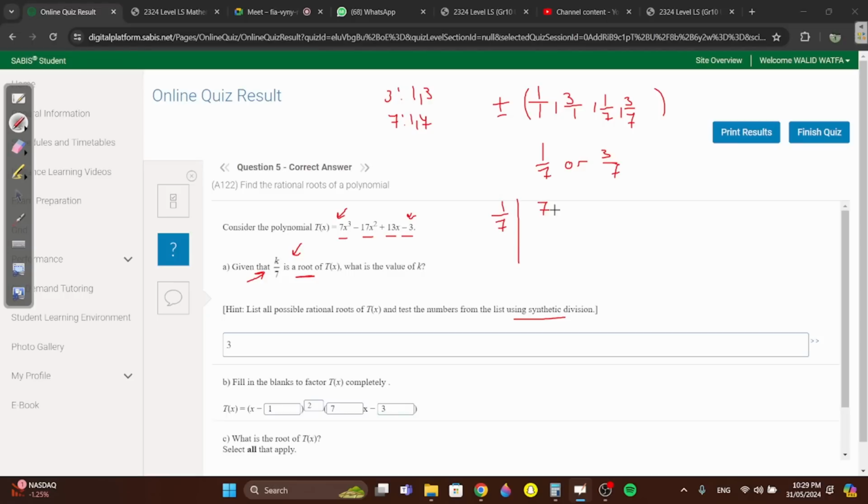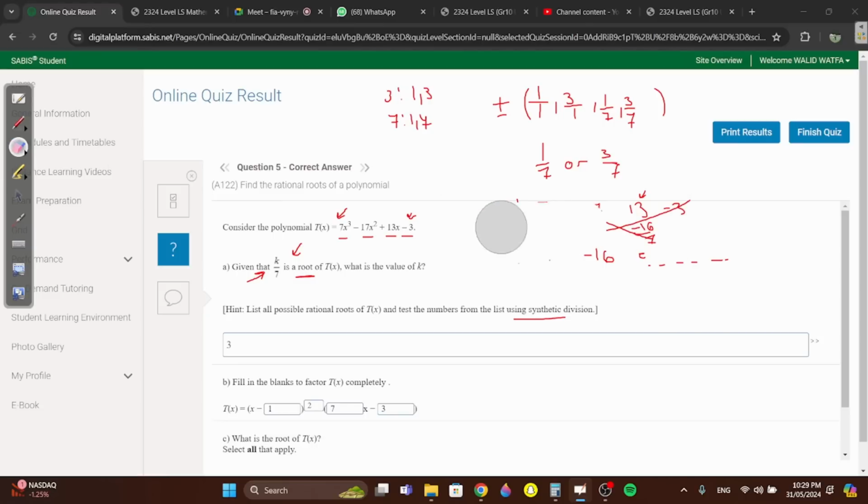Okay, 1 over 7, let's arrange the coefficients: 7, minus 17, 13, minus 3. Take the 7 down. 7 times 1 over 7, cancel 7 with 7, you get 1. Minus 17 plus 1 is going to be minus 16. Minus 16 times 1 over 7 gives minus 16 over 7. And then if you add this, it's a lot, okay? You're going to have to multiply by 7, 21, 91. You're going to get 91 over 7 minus 16 over 7. It's a big number. So if you continue, it doesn't finish. Obviously this one, 1 over 7, is wrong.